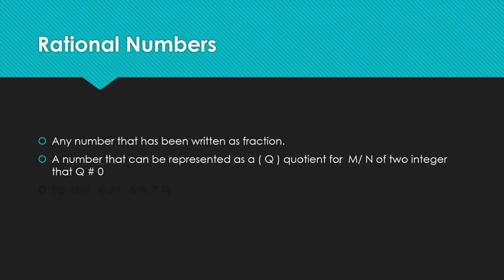I can give you some examples of rational numbers. 6 by 7 is a fractional number. Minus 0.25 is also a fractional number, that is minus 25 divided by 100. Then minus 5 by 8. 3.5 is nothing but 35 by 10.